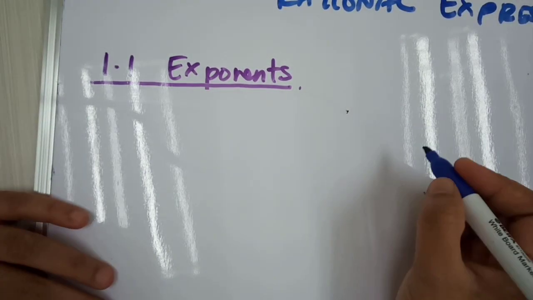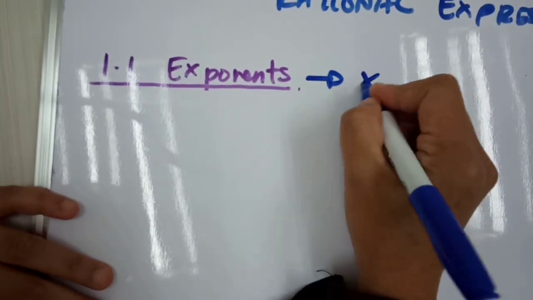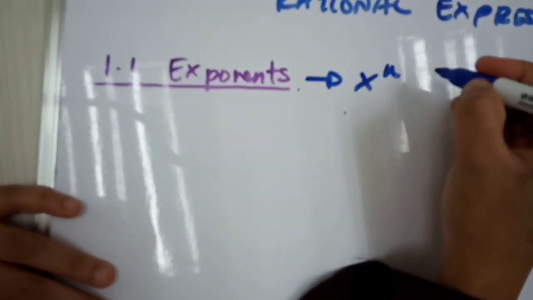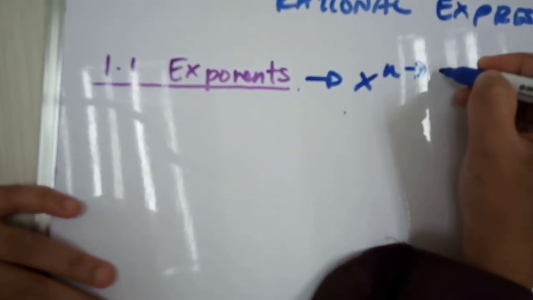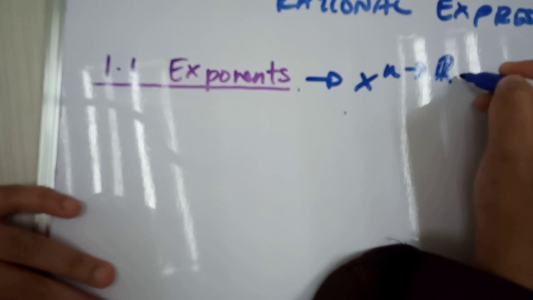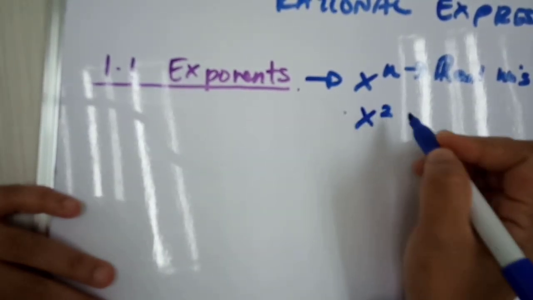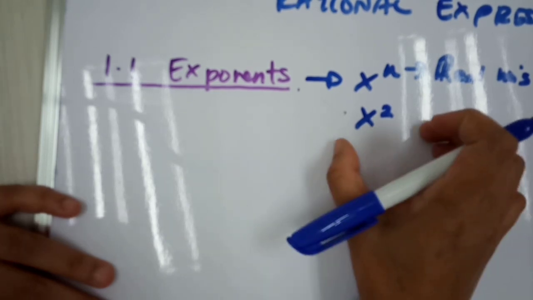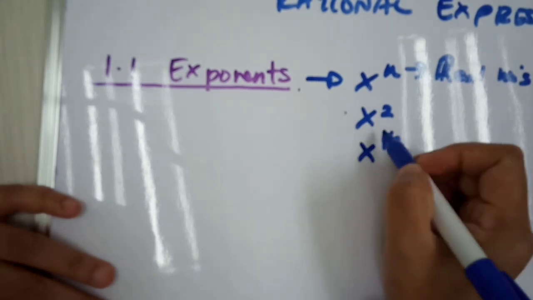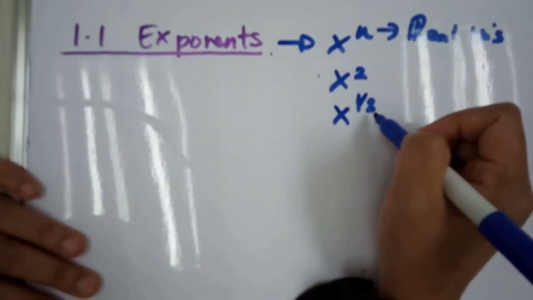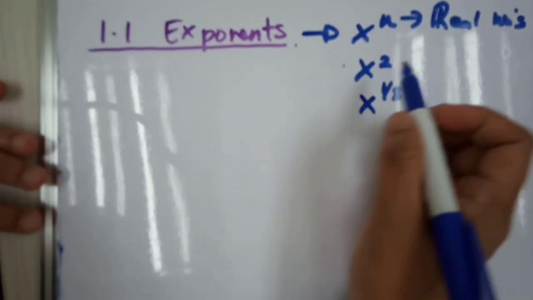An exponent means that when you have, for example, x power of n, n could be any real numbers. For example, if I write x power of 2, this is an exponent. When x power of 1 over 3, this is also considered an exponent. Now I will show you several laws of exponents.